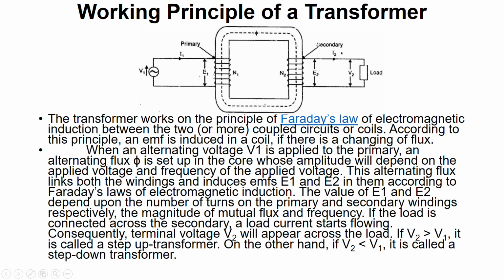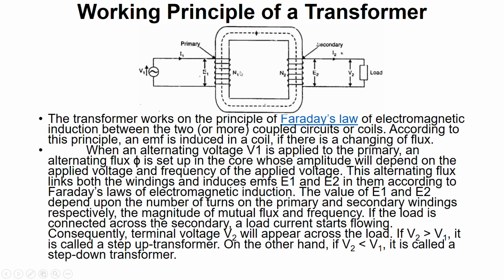Now, the winding which is connected to the primary mains is called the primary winding. Any winding you can connect to the primary, that winding is called the primary winding. Now, for a step-up transformer, the number of turns N1 is smaller than the number of turns N2, and for a step-down transformer, N1 is greater than N2.